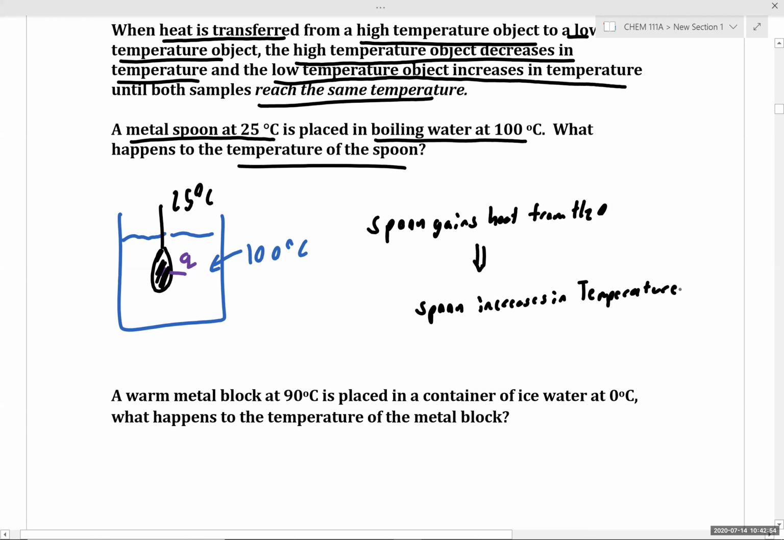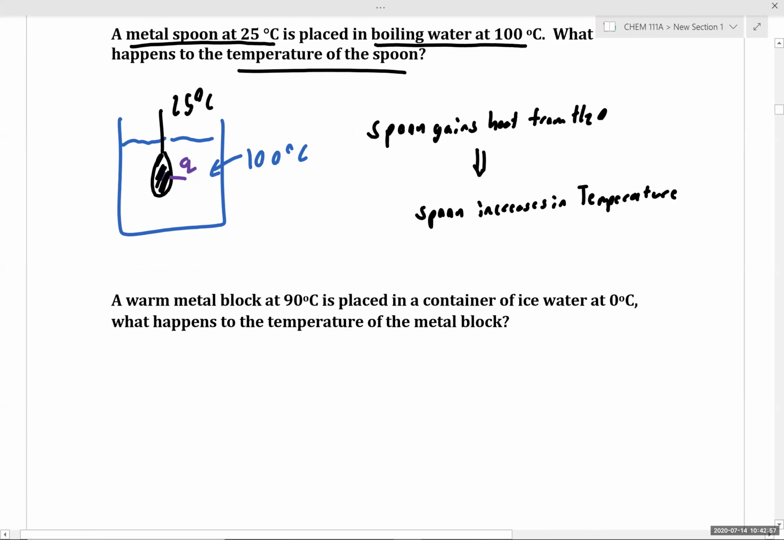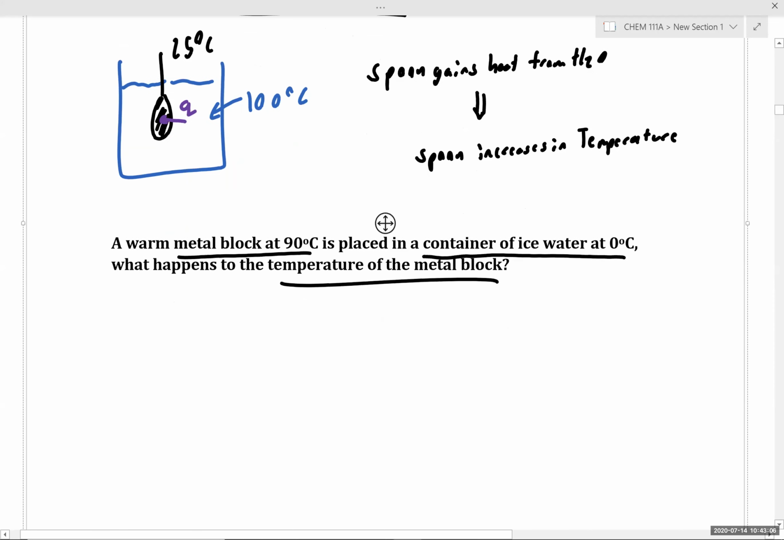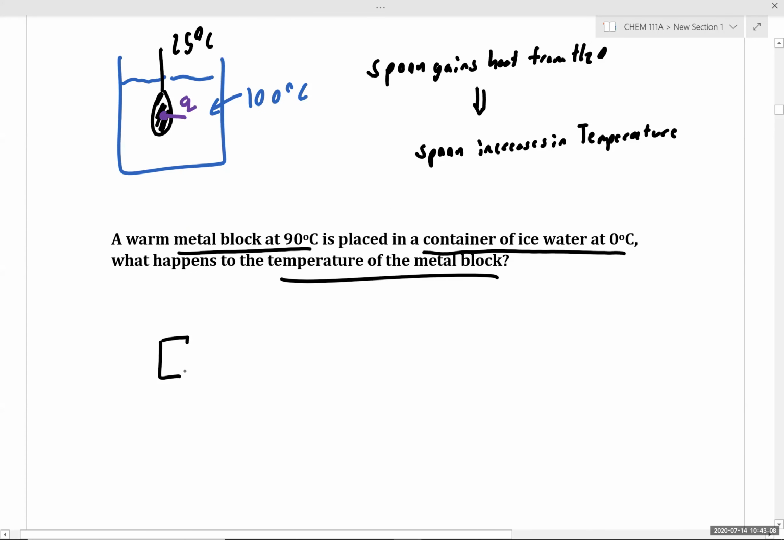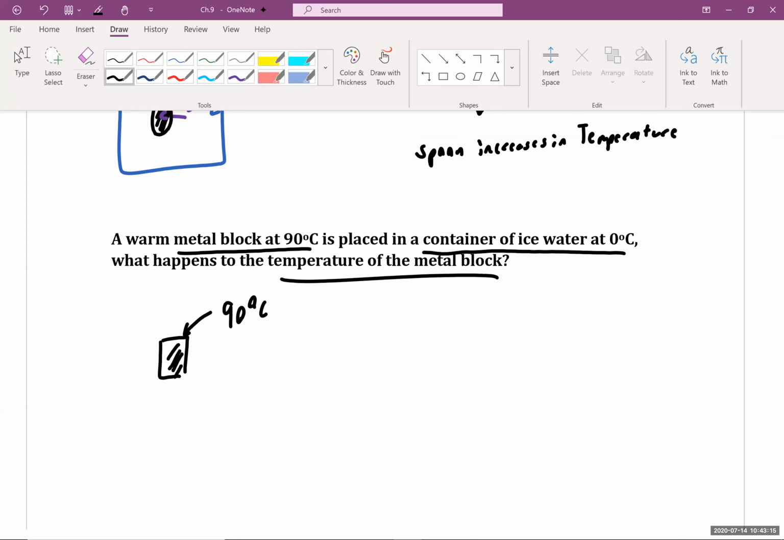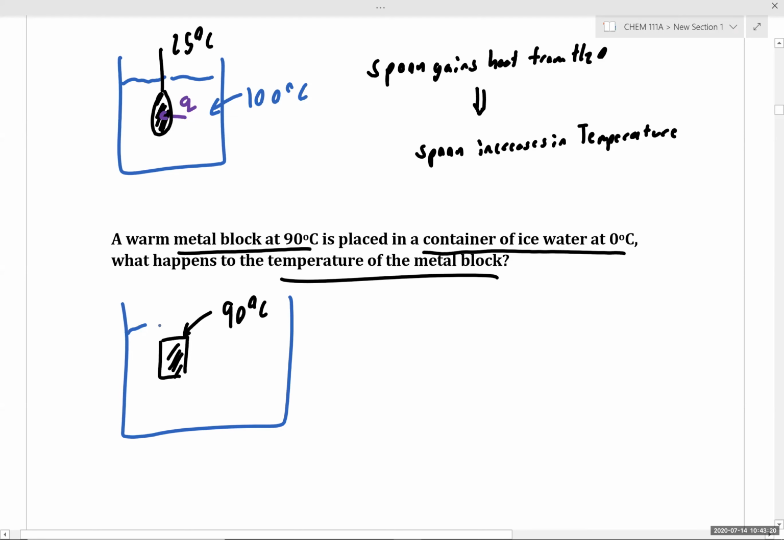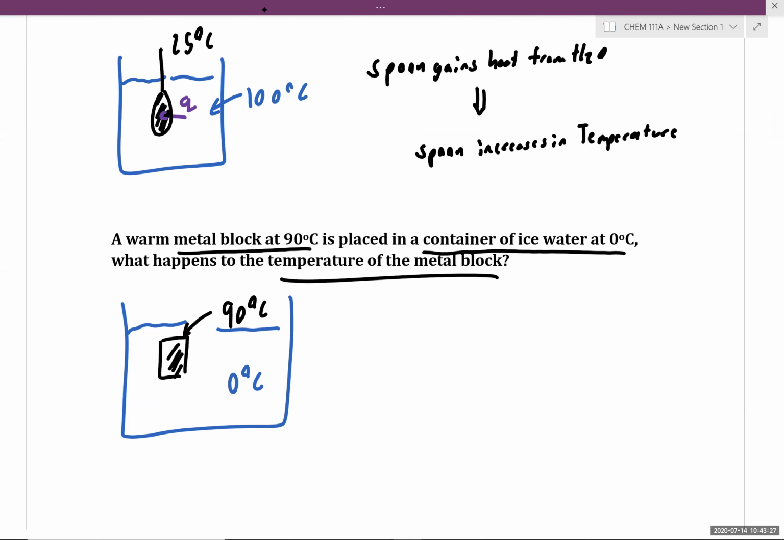Okay, let's do another example. If you place a metal block at 90 degrees Celsius into a container of ice water, what's going to happen to our metal block? And again, let's draw a picture. This time we have a metal block at 90 degrees Celsius, and we place that metal block into ice water at 0 degrees Celsius. What will happen to the temperature of our metal block?